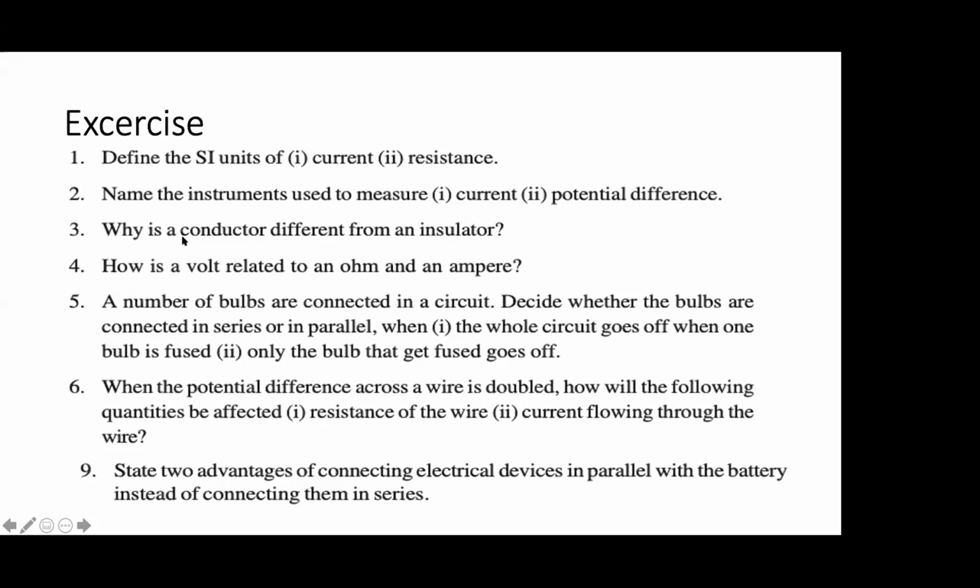But why is it different? Because a conductor has many free electrons in it, whereas an insulator doesn't have any. Insulator doesn't have free electrons.